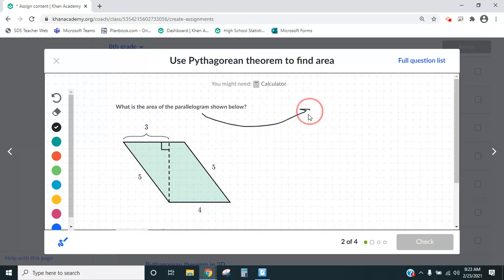Now, area of a parallelogram is actually just base times height. So what's the base? The base is 4. When we say the height of the parallelogram, this is not the height, right? Yeah, it's the dotted line that is the height. The height must be measured at a right angle.